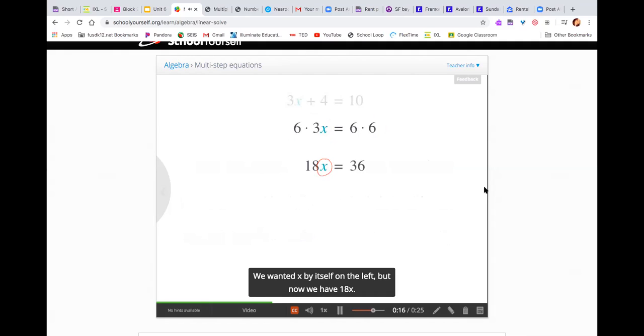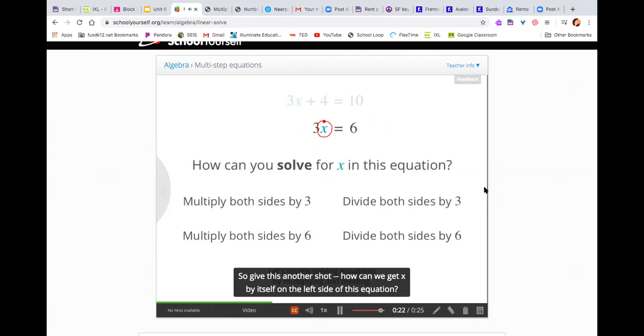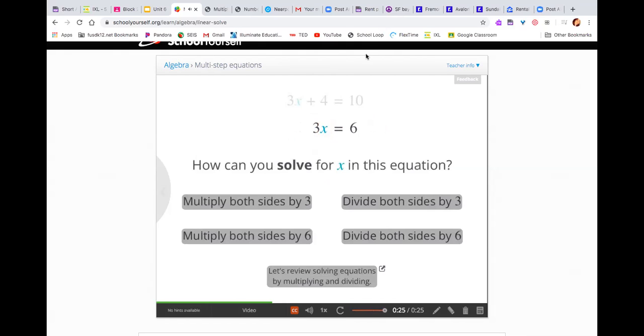We wanted x by itself on the left, but now we have 18x. So give this another shot. How can we get x by itself on the left side of this equation? Okay, I'm going to put a line through here. It said multiplying by 6 was not the best choice. Multiply by 3.